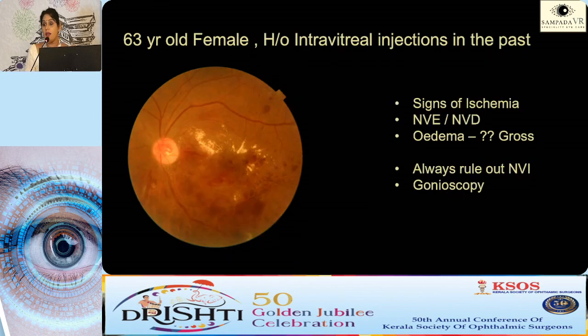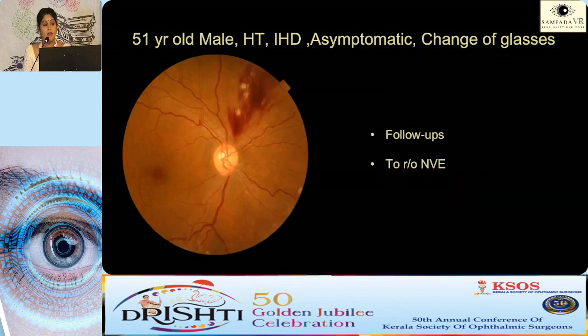Now, chronic CRVO, you will be seeing it regularly, and always look for signs of ischemia. Look for NV and NVD whenever you see the patient on every single visit, and look for NVI, and gonioscopy has to be routinely done. Now, you can see the NVD in this case. Now, nasal BRVOs, even if these are asymptomatic, don't just leave the patient. Keep following up the patient because they can end up with a vitreous hemorrhage later. So, ischemia has to be looked out for.